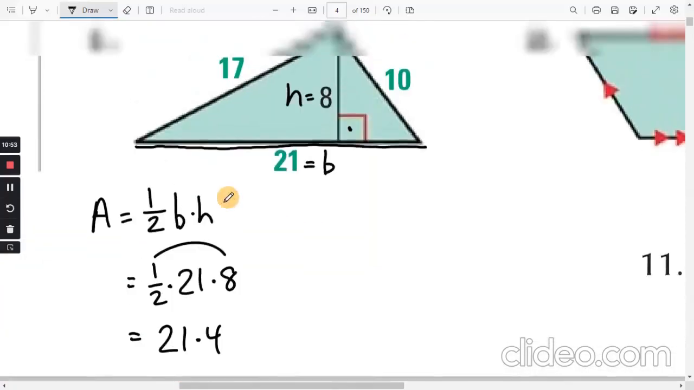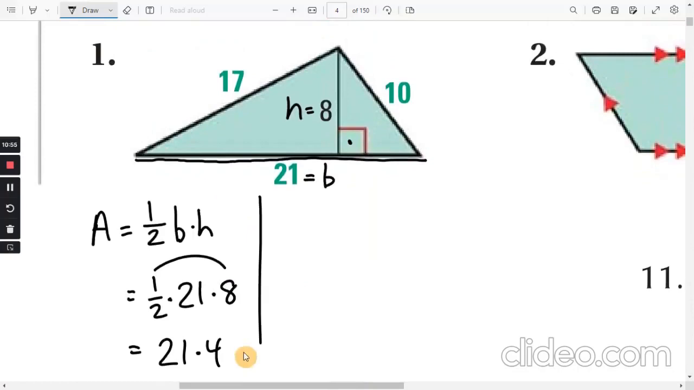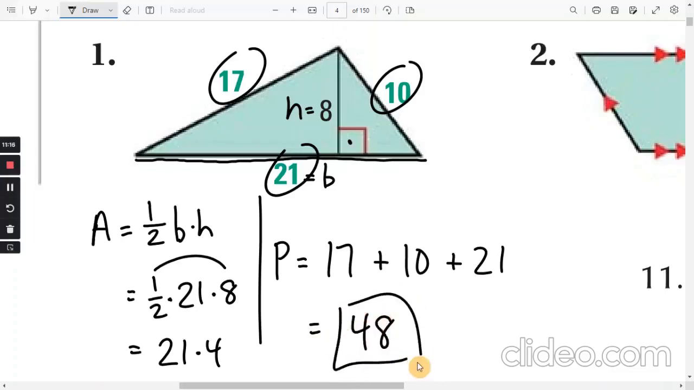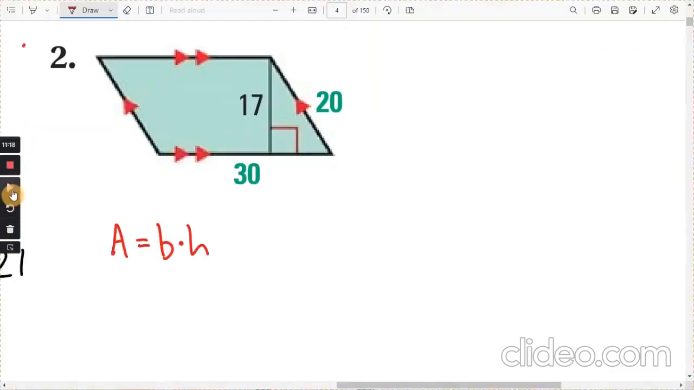Now for the perimeter, that's very easy. They gave us all the sides, so you just add the sides. That's 17 plus 10 plus 21. Okay, and that's 27 plus 21, and that equals 48. All right, please try number 2, area and perimeter.